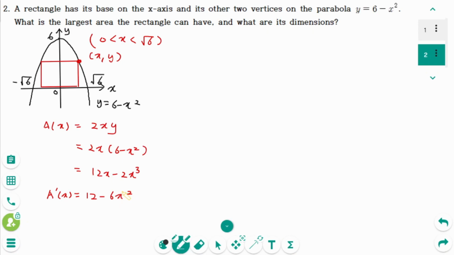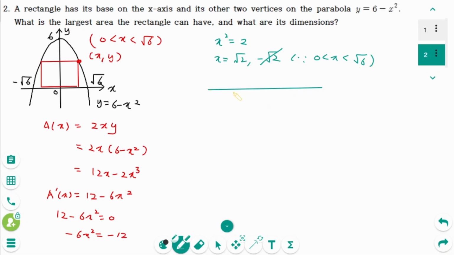To find the critical numbers, we equate the derivative to 0. So 12 minus 6x squared equals 0. Then minus 6x squared equals minus 12. Then x squared equals 2. That means x equals square root of 2 or minus square root of 2. But the negative one is rejected because x is between 0 and square root of 6.